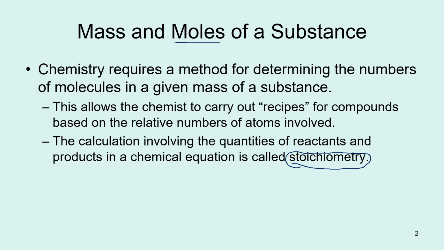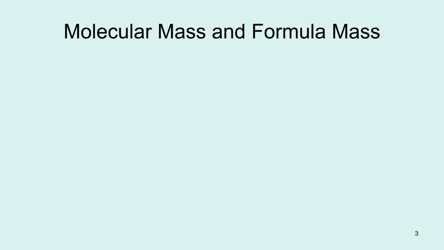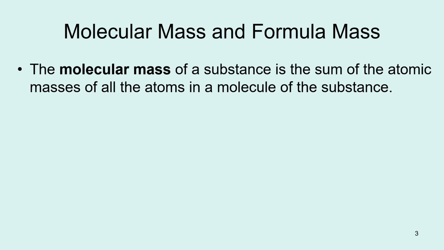Stoichiometry is the study of, or the calculations involved with, quantities of reactants and products in a chemical equation, how they're all related to each other. All right, so let's start with molecular mass.